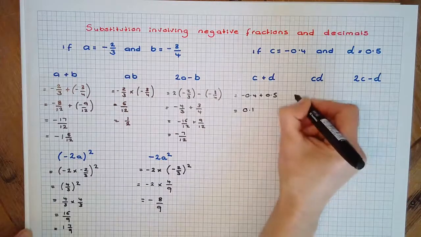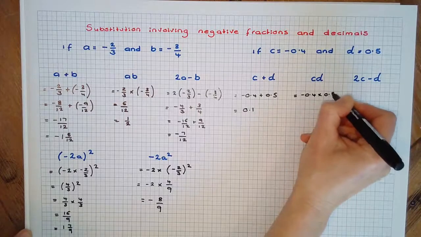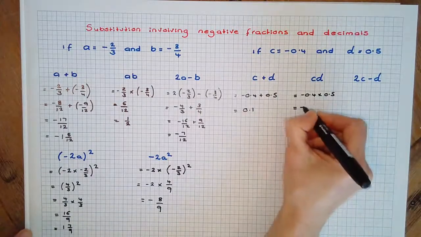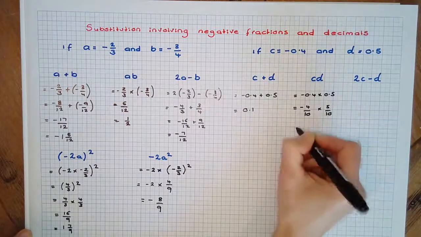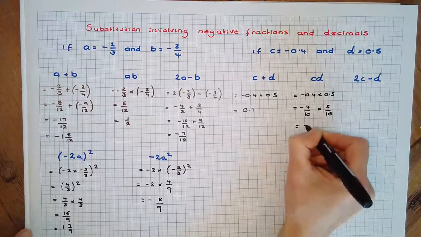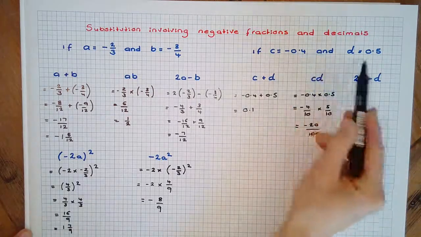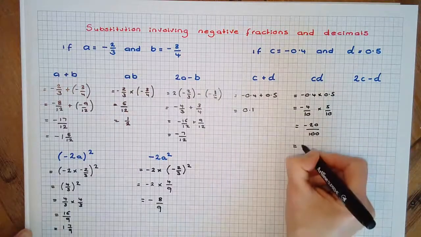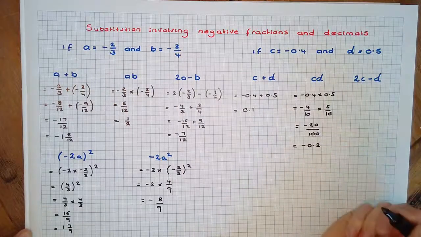cd, recall it means multiplication. Negative 0.4 times 0.5. I'm going to convert these to fractions. Negative 4 on 10 times 5 on 10. Multiplying the fractions, I get negative 20 over 100. Since the question is regarding decimals, I then put my answer back in decimals as negative 0.2. That is 20 divided by 100.